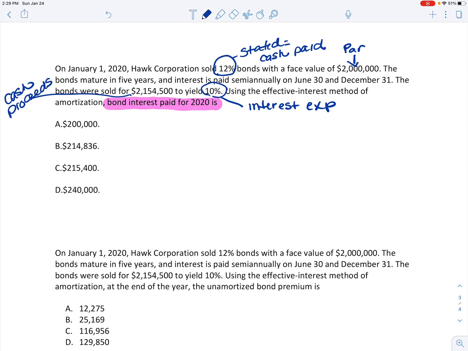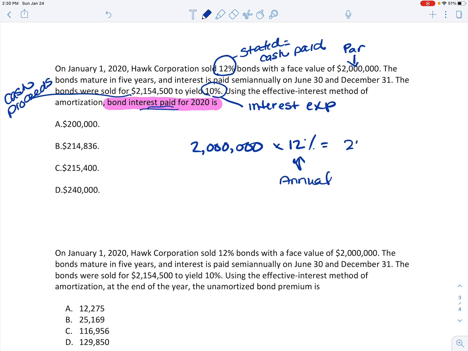So again, they want the bond interest paid. So if I want to know the interest paid, I'm looking at that 12%. So all I need to do is take that 2 million times the 12% because that's an annual interest amount, remember.